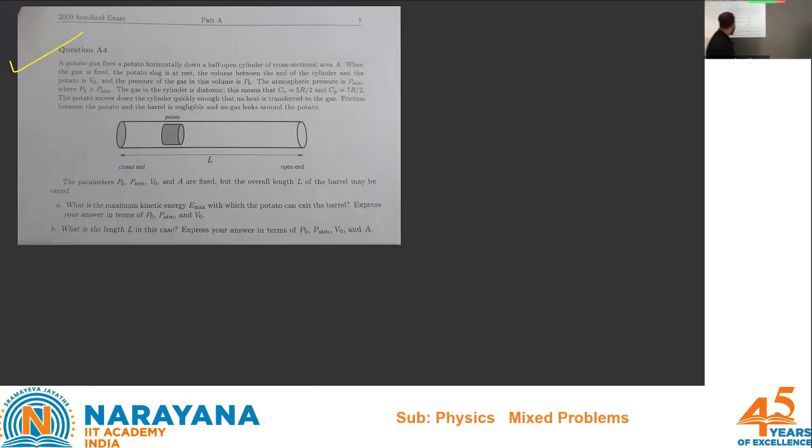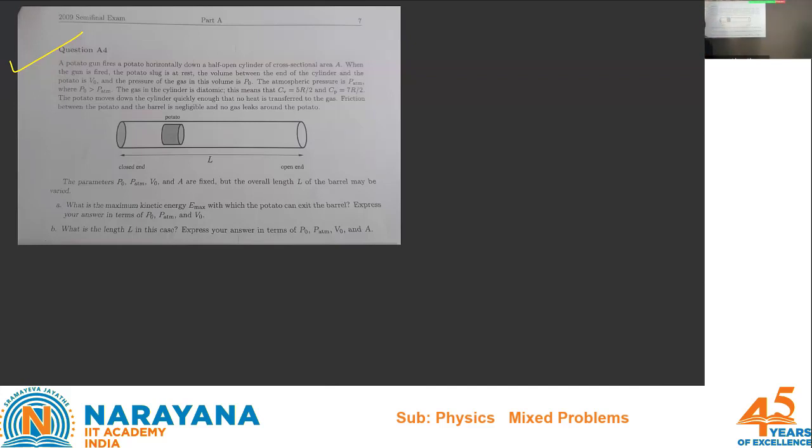A potato gun fires... Okay, just remind me after this question. Yesterday's question, which I have finished, there are two more methods to discuss, but because of scarcity of time, I solved it by one method. I'll just share two more ideas. There are three methods actually to solve that last problem. So I'll discuss the theoretical aspects. Let me first solve this.